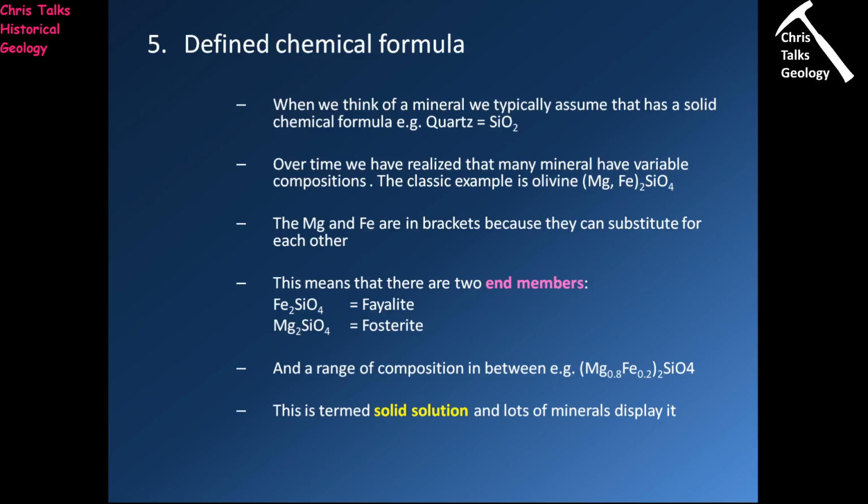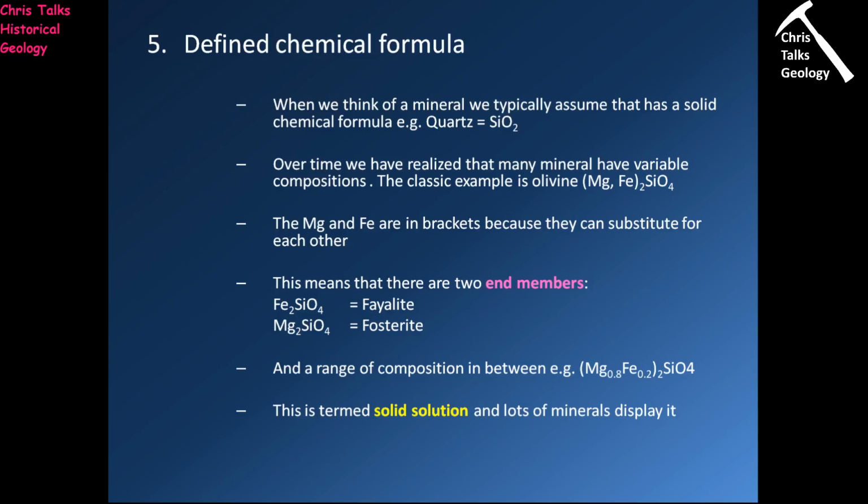Now, over time, what we've begun to realize is that lots of minerals actually have quite variable compositions. And the classic example of this is the mineral olivine. So up here we have the chemical formula of olivine. We have magnesium and iron, silicon and oxygen. You notice the magnesium and iron here are in brackets. So the question is, why are they in brackets? The reason is because the magnesium and the iron can substitute for each other in the crystal. They can just swap.